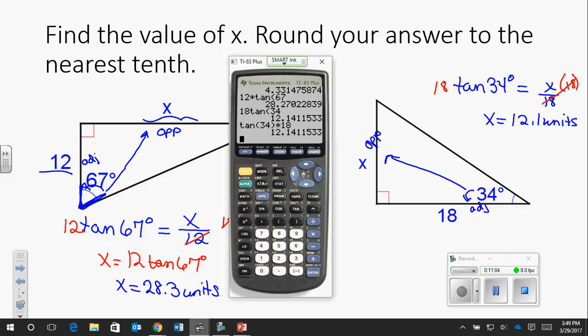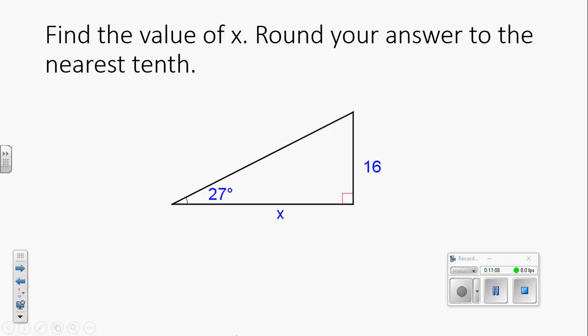So the next example has a slight twist to it, because we want to figure out what x is, and this time the opposite from our angle is 16, and the adjacent is our x. So when we set up our ratio, the tangent of 27 equals our opposite over our adjacent. We have a different look to this because now the 16 is being divided by x. And it's crucial that you write your equation out. Don't just start plugging numbers into your calculator. It's also crucial that you solve for x before you plug anything into your calculator.